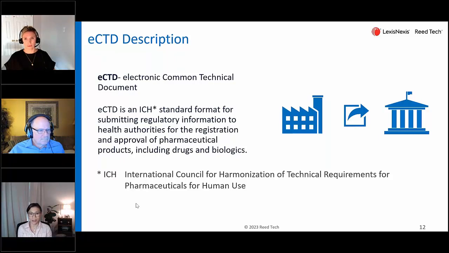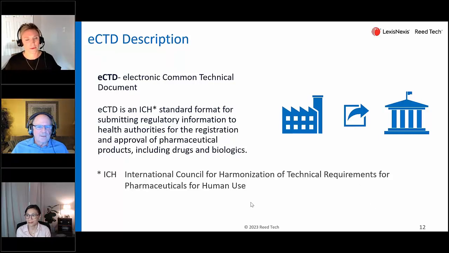So the ICH got together and they all agreed that the majority of the data is a common technical document. It's common across all regions, which is the recipe of the drug, which is the CMC information, the preclinical testing, which are the animal studies, and the clinical studies. How can we all agree, from an 80-20 perspective, what is common across all regions, and how can we just build once and reuse many? Hence the adoption of eCTD was born.